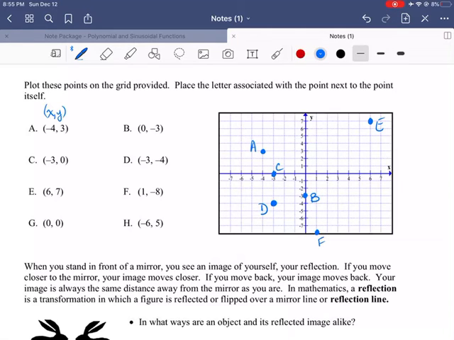So here's F. G is at 0, 0. And what do we call that? It's the origin. And the last one, H, is at -6, 5.